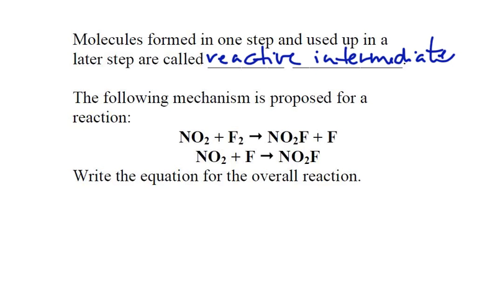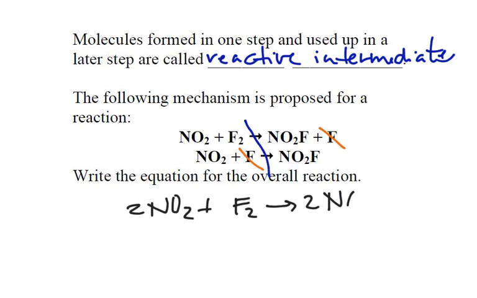Now we'll take another example here. The following mechanism is proposed. Write the equation for the overall reaction. So you can see we want to look at everything on the left and right. And what could we cancel? Well, we could see, pick a new color, that these F's could cancel, and that looks like everything. So what's our overall reaction? Well, looks like we have two NO2, and we have an F2, and it turns into two NO2F, and that's it. Now we're balanced. Okay, so that's our overall reaction. And these little guys here, the F's in this case, those would be reactive intermediates.